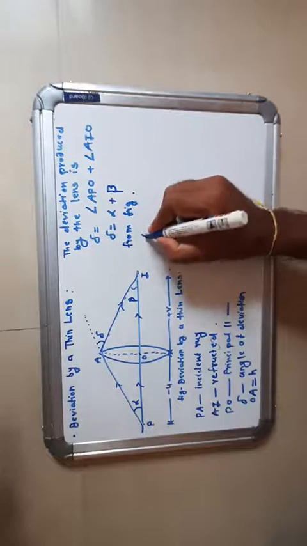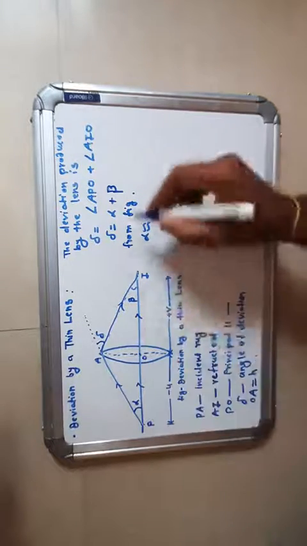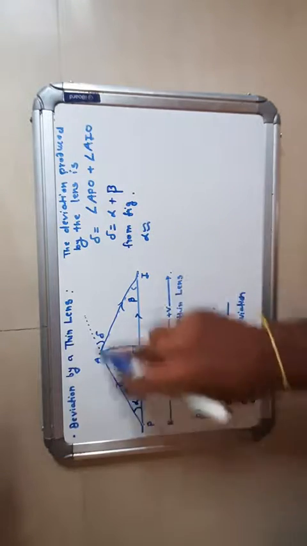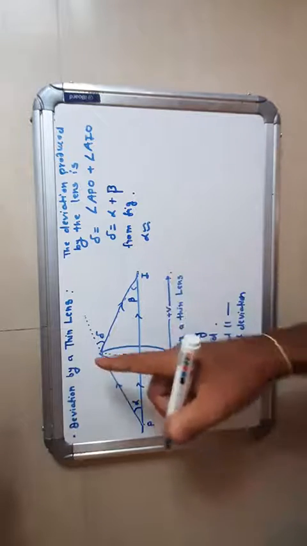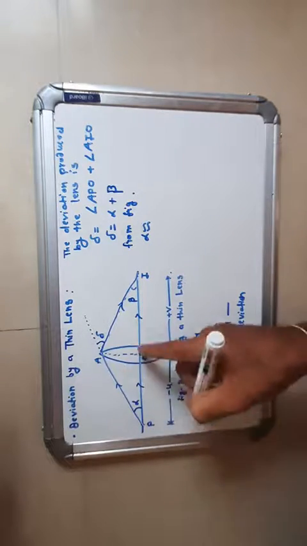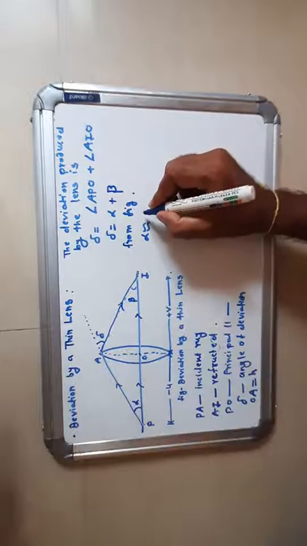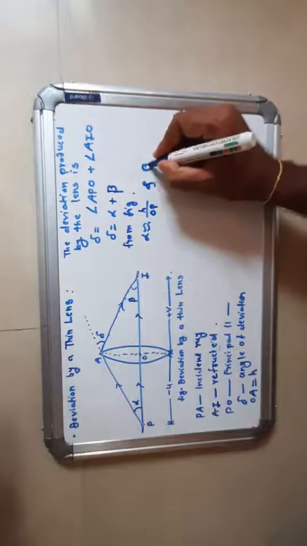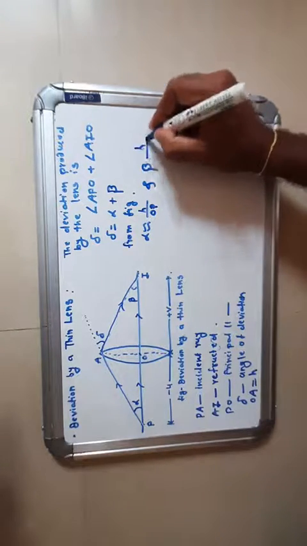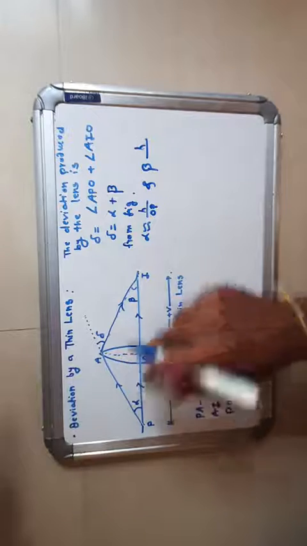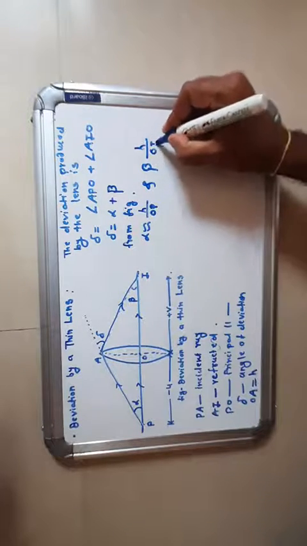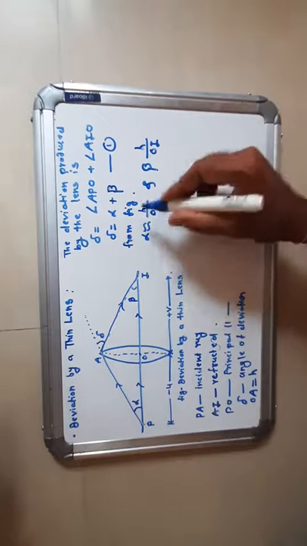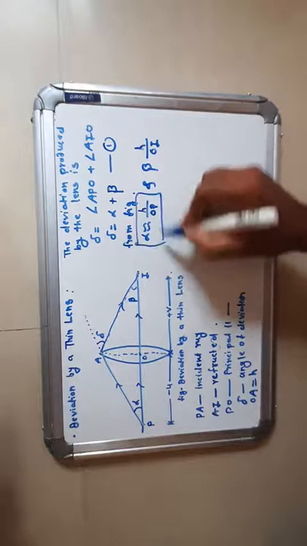this alpha is nearly equal to AO, which is H, that is opposite side divided by hypotenuse. The hypotenuse is OP, right? In this right angle triangle, alpha is equal to H divided by OP, and beta is also equal to the opposite side H divided by OI, right? Then substitute these values of alpha and beta in the above equation 1.